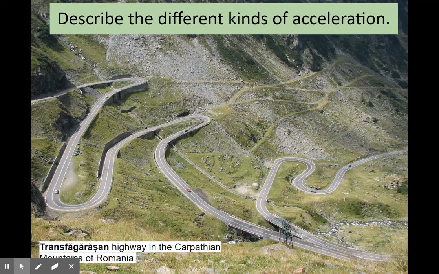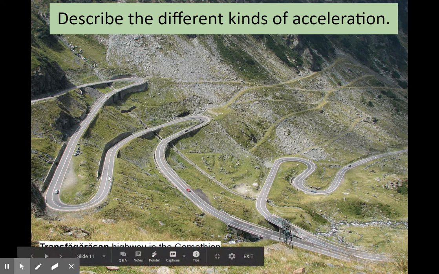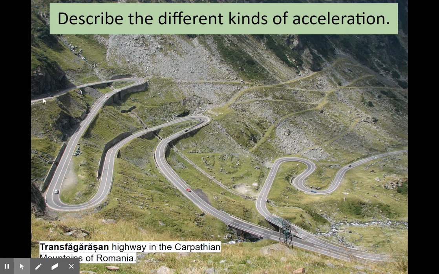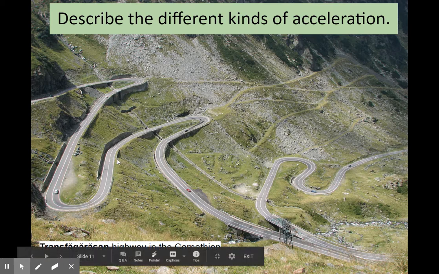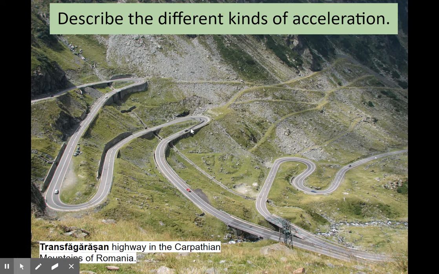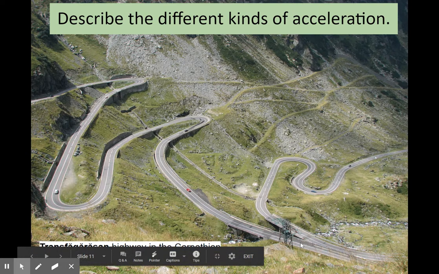Describing the different kinds of acceleration. Here's a real road in the Carpathian Mountains. Going around the corners, you're changing direction. And probably if you took your foot off the brake up here, you're going to go faster and faster down this. You should probably slow down around the curve so you don't go flying off. Yeah, don't do that. And if you're going up the hill, you're probably going a little bit slower anyway, or you're using more gas.